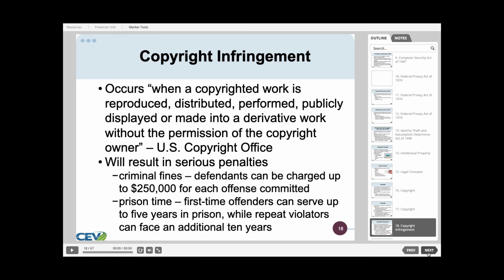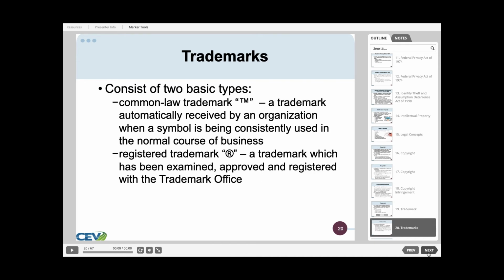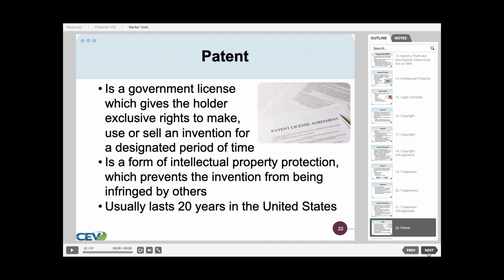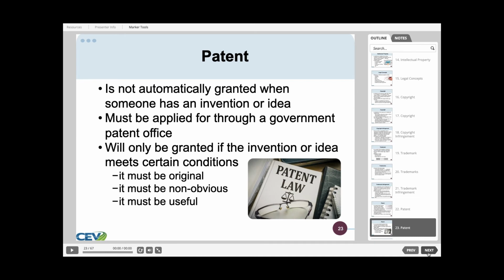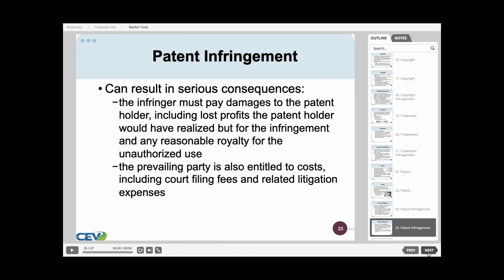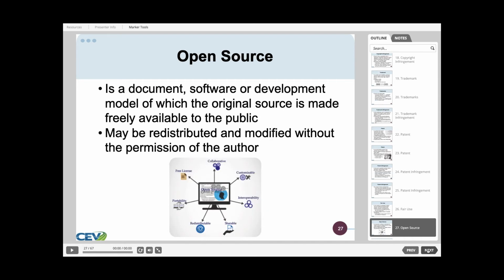Copyright Office, copyright infringement, here are some trademarks: the Nike swoosh, the Facebook F, Apple with a bite mark. Okay, trademarks, great. I don't mean to be covering all this material, because all you're really doing is pulling 10 facts, either that you've done already, seen in class, or if you haven't had the chance to see these slides, this video is for you to take a look at and then go ahead and do that work.